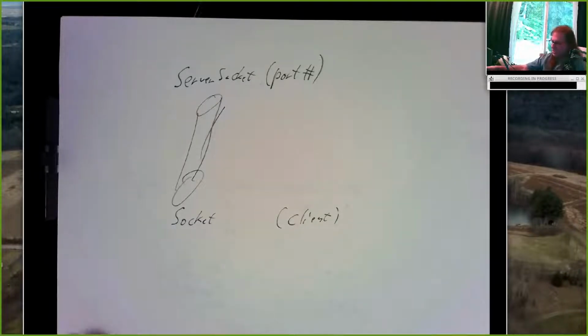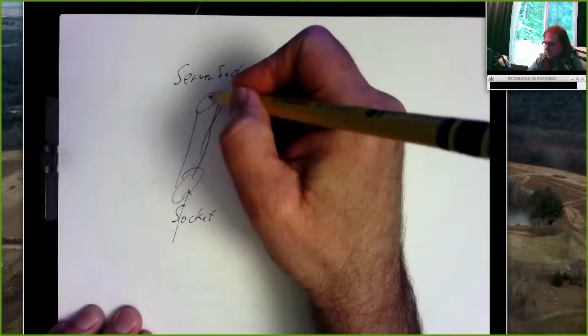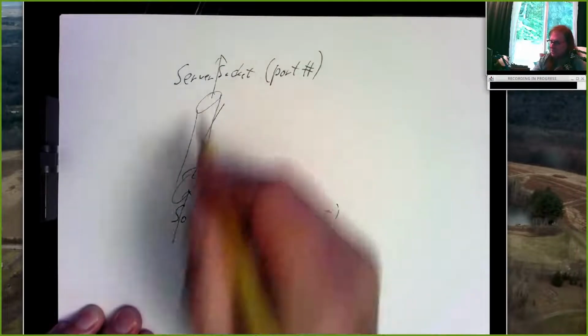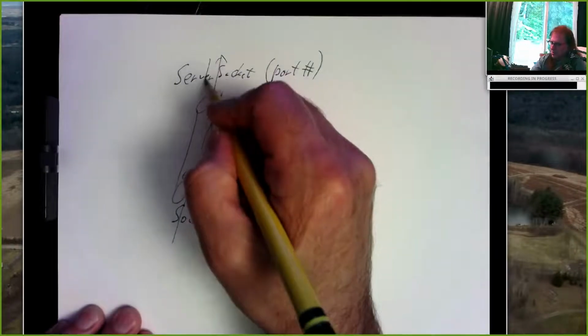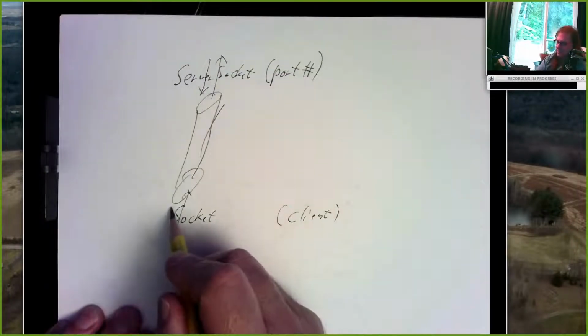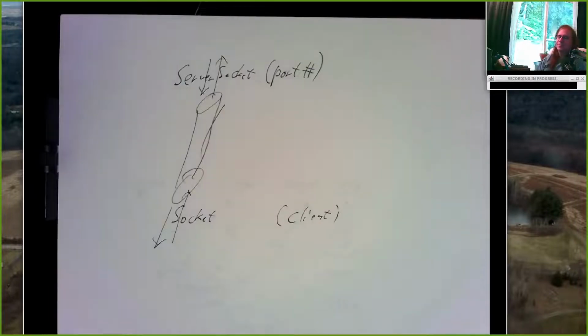And the setup is, if this process writes something into here and this process tries to read from its socket, it will read whatever got written in over here. And if the server writes something into its socket, the client can read from its socket and it'll read whatever was written by the server. So it's a conduit that you can put something in one end, take it out of the other end.